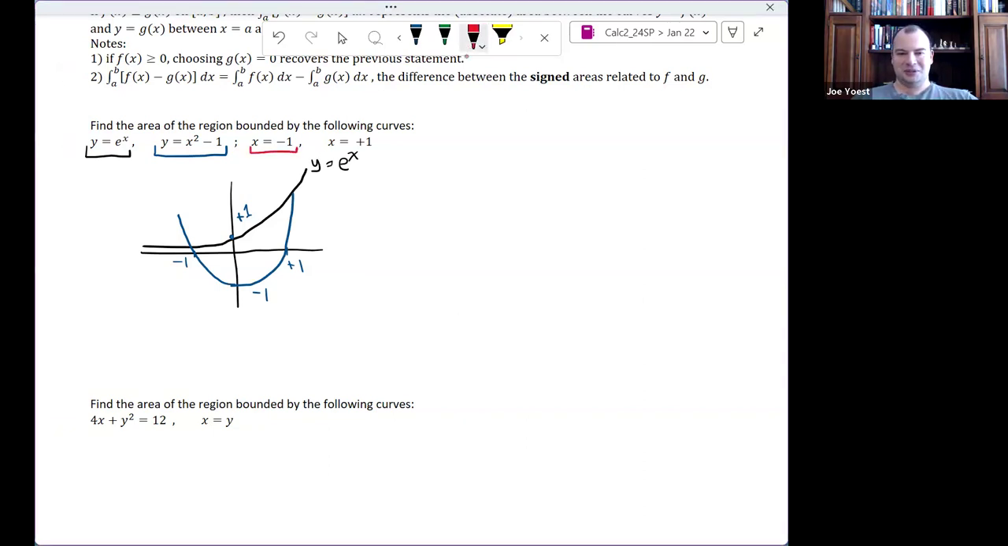And then x equals -1. It's this left boundary here. And x equals +1 is this right boundary. And so I see the area that I'm looking for is this area here.